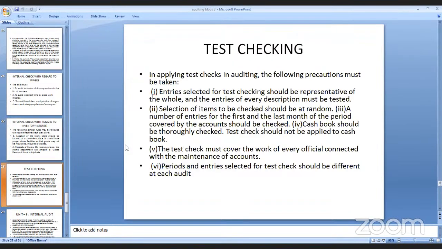Next concept is test checking. Is it clear, ma'am, up to here? Yes, ma'am. Okay. Test checking. The name itself: we will check the entries, if at all they are posted, that will be checked.